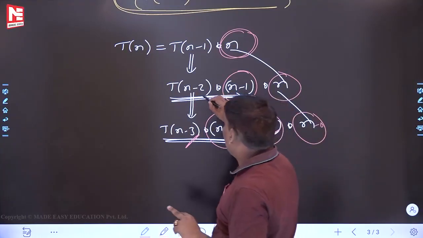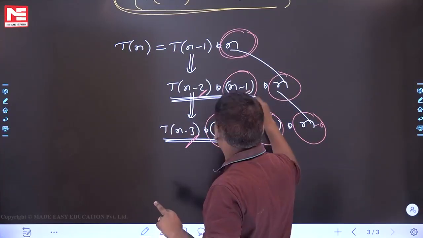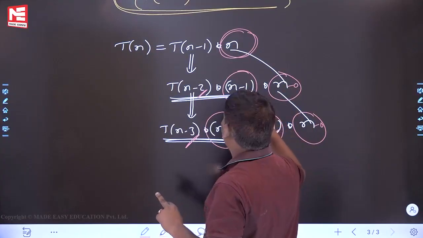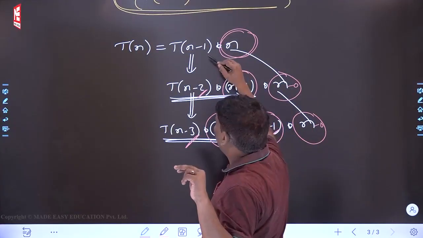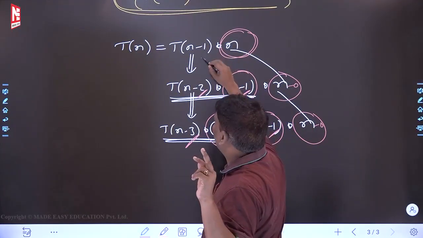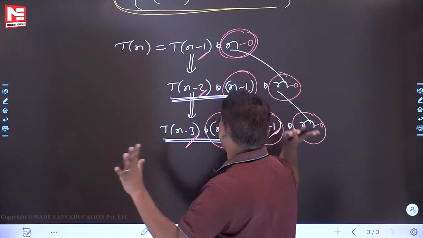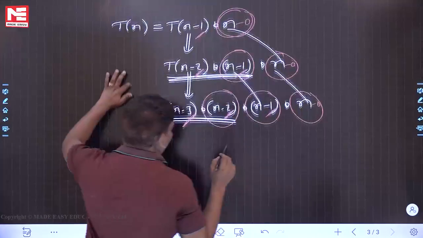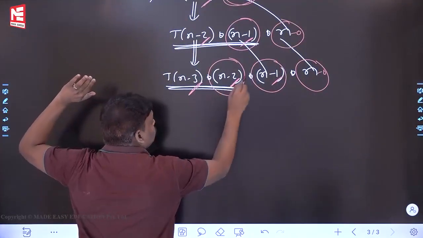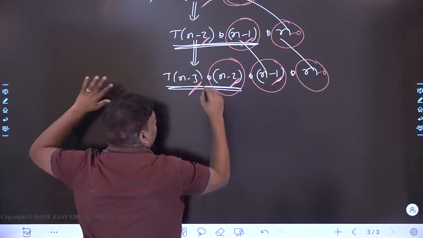If you do 2 times, all will be in terms of 2. T(n-2) means T(n-1), T(n-1) means T(0). Suppose if you do 1 time, all will be in terms of 1 only. T(n-1) means T(0). Like that it is happening. I'm thinking that everything is okay because you are comfortable with 3 times and 2 times.